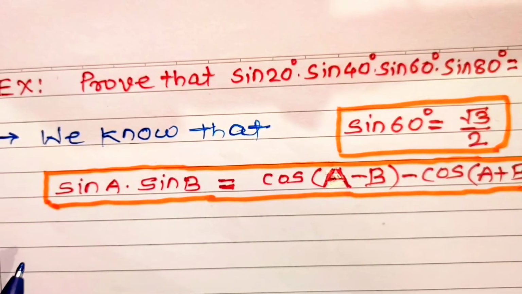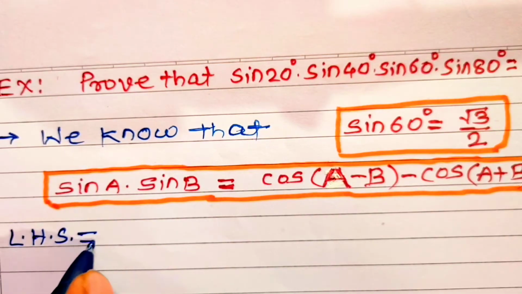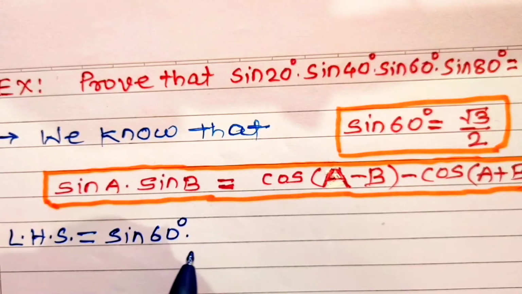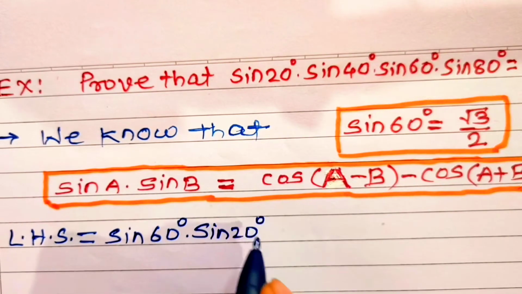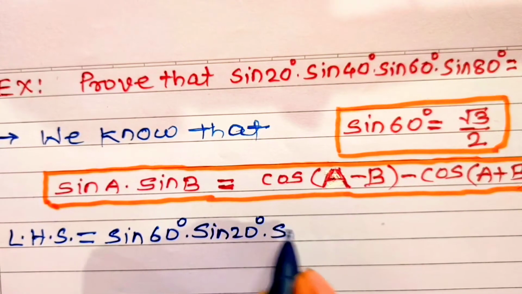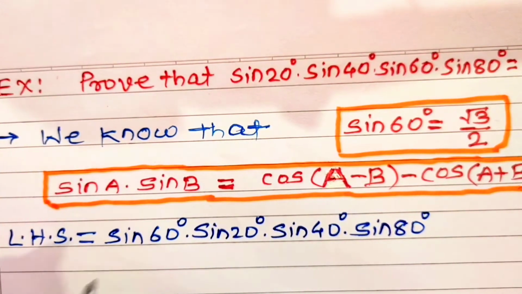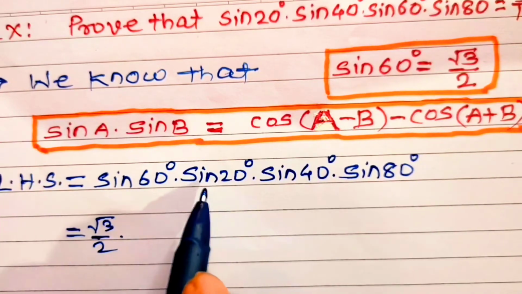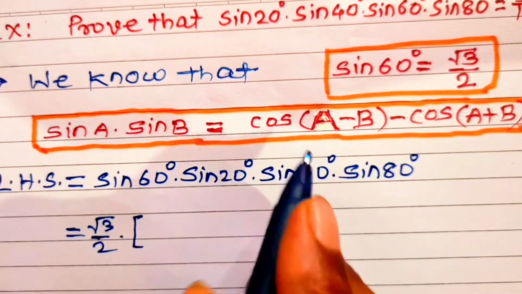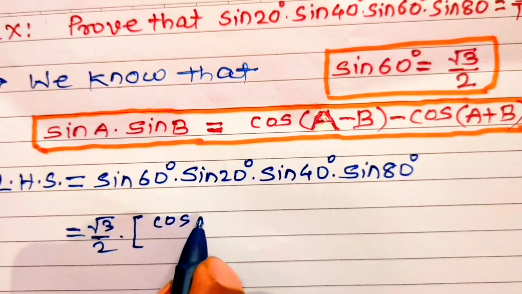Now the left hand side can be written as, first take sine 60 degree into the remaining sine functions, sine 20 degree into sine 40 degree into sine 80 degree. Now sine 60 degree can be written as root 3 upon 2 into sine 20 into sine 40 degree, applying this, cos of 20 minus 40.